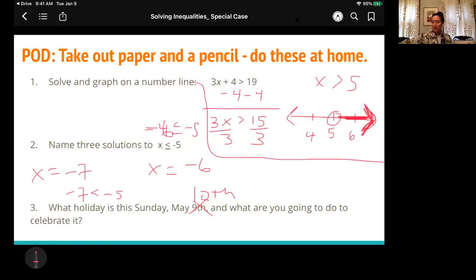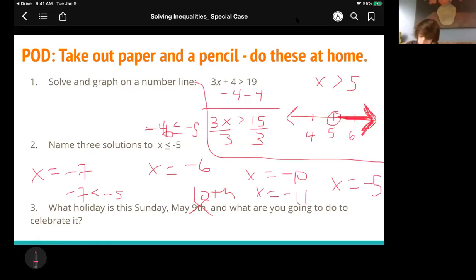So I could play this game all day. I could say -10. I could say -11. And then I could also say x could be -5. Why am I allowed to say x could be -5? Because we don't know what x is. We don't know what x is, and this says x could be less than or equal to. So it could be -5. That is allowed because it's less than or equal to.